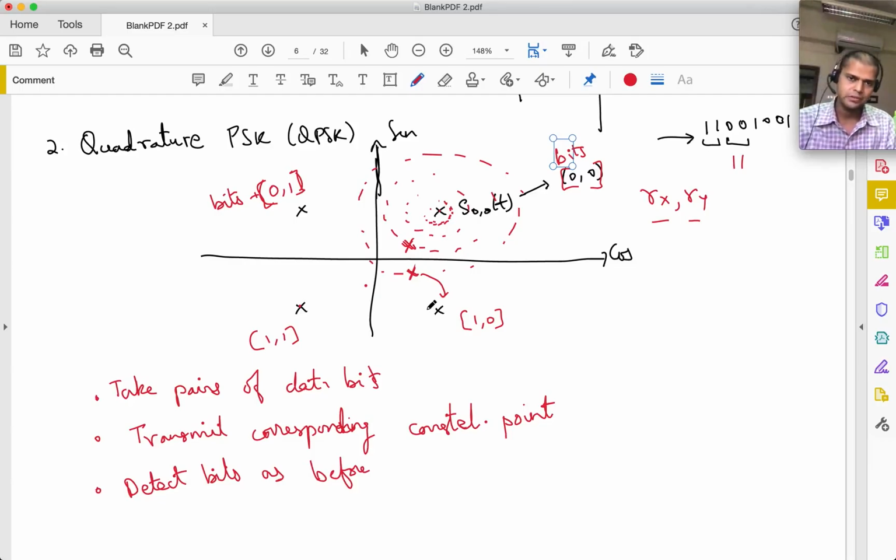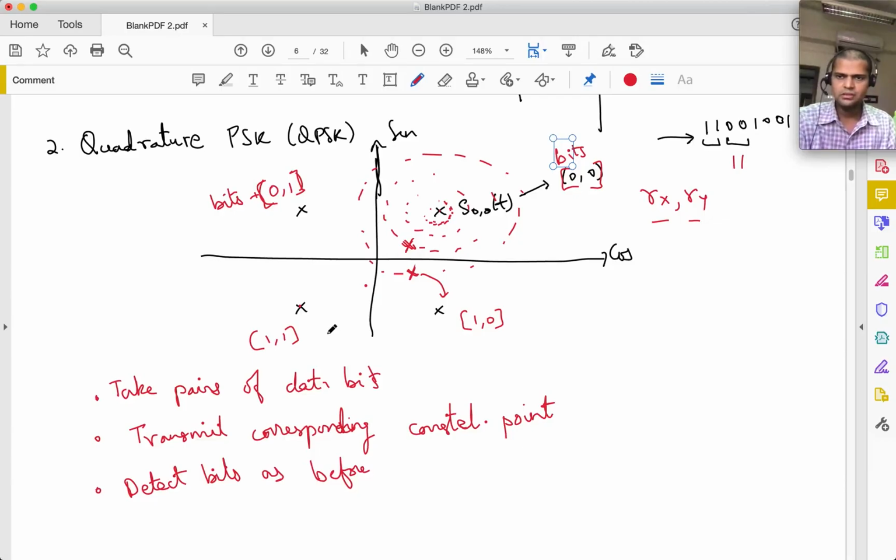So the bit error rate is not 0. It's possible that you transmitted this, but noise pushed it to this quadrant or this quadrant, or in a very rare case over here. But if your signal is strong enough, you know that this amplitude, these constellation points are quite far apart, then it's very unlikely that the noise is going to push you into the wrong quadrant.